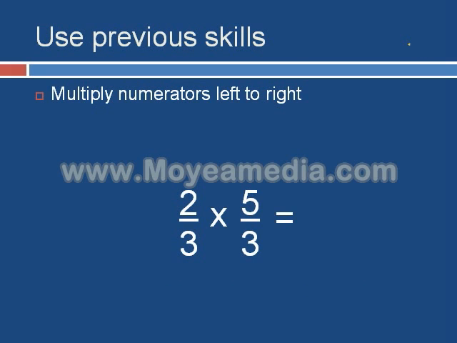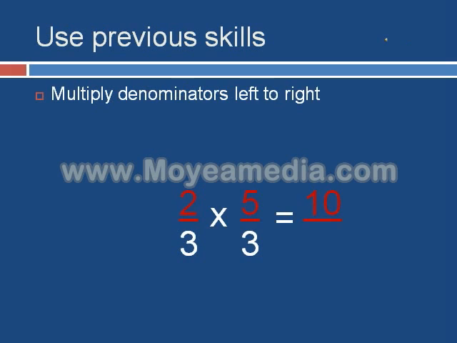So let's go ahead and multiply those numerators from left to right. 2 times 5 equals 10. Now that we've multiplied the numerators from left to right, let's do the second half and multiply the denominators from left to right. 3 times 3 equals 9.